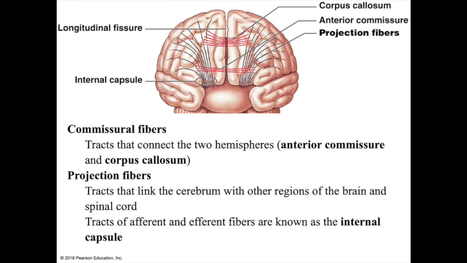The third type of fibers are fibers that project out of the brain. Those are projection fibers. So these fibers are normally organized into what we call the internal capsule. So the internal capsule is the collection of the ascending and descending fibers. So ascending are sensory fibers, descending are motor fibers, for example.